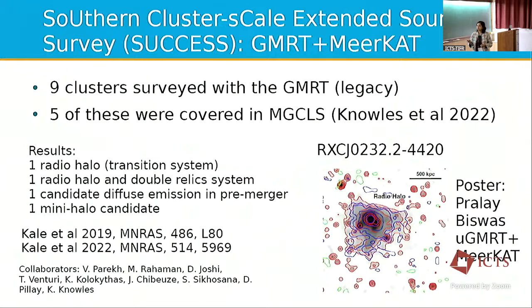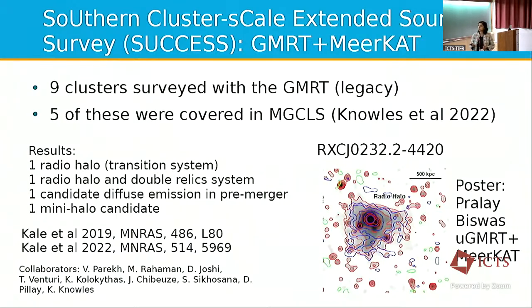So we have so far surveyed 9 clusters with the GMRT, the legacy GMRT at that time, and 5 of these were also covered in the MGCLS, the Meerkat Galaxy Cluster Legacy Survey, which Kenda talked about. So we use data which they have made public, and we have results of several detections.